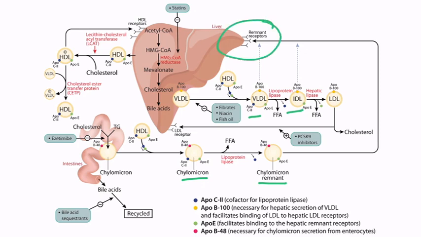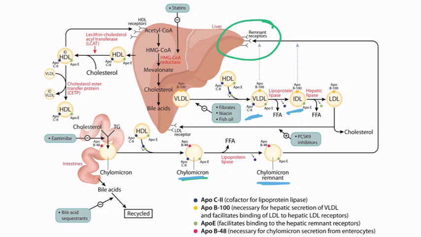endocytosis by the liver. In type 3 dyslipidemia, the ApoE3 and ApoE4 lipoproteins are defective, which means VLDL, IDL, chylomicrons, and chylomicron remnants are unable to be endocytosed by the liver using the remnant receptors. This means that all of these lipoproteins are elevated.